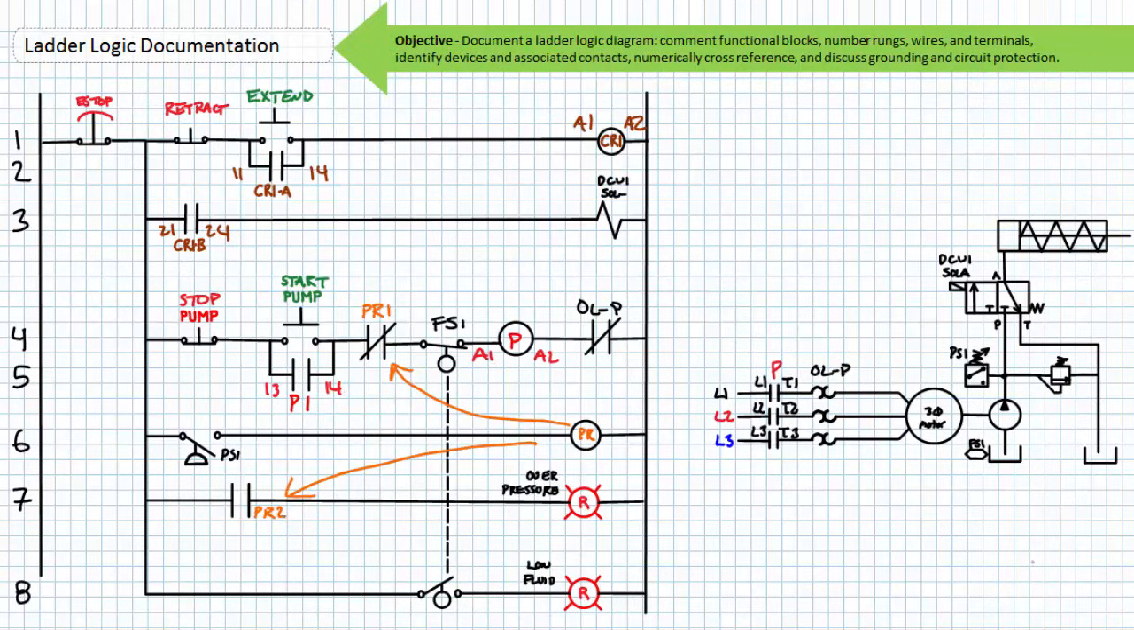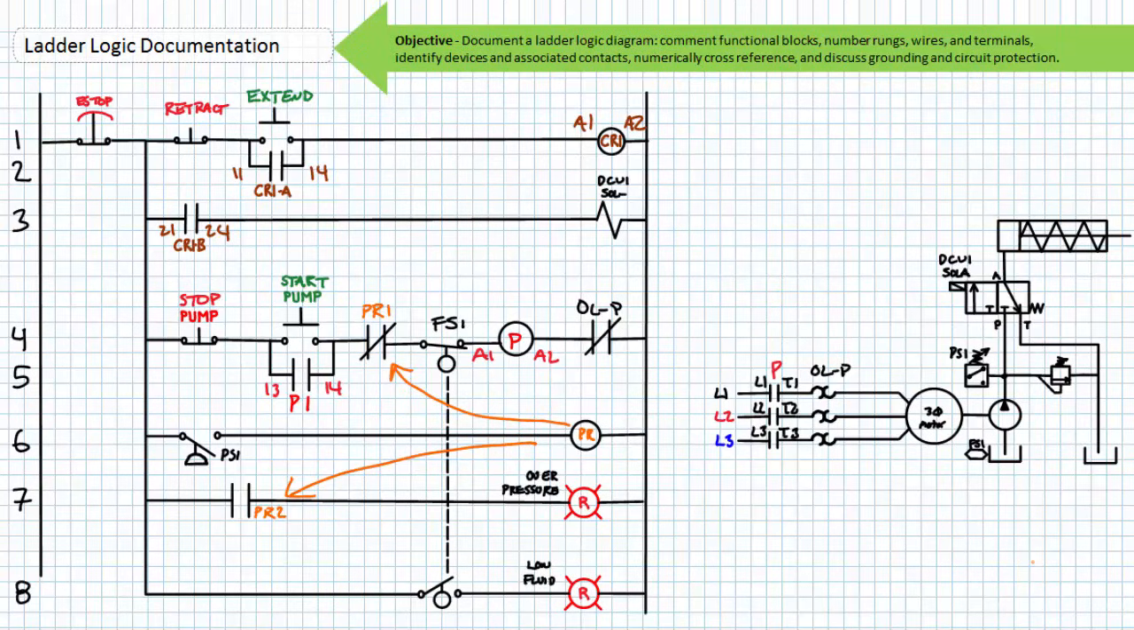Note the coil of this control relay is named PR, short for pressure relay, since it's part of the diagnostic and protection services monitoring pressure. It has two associated contacts put to use in this ladder logic diagram. The normally closed contact, PR1, in rung 4, and the normally open contact, PR2, in rung 7. When the coil of control relay PR is energized, PR1 would open and PR2 would close.